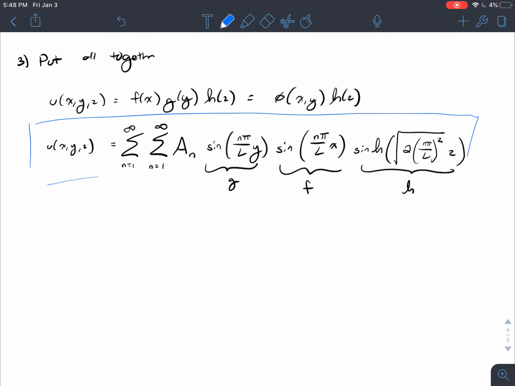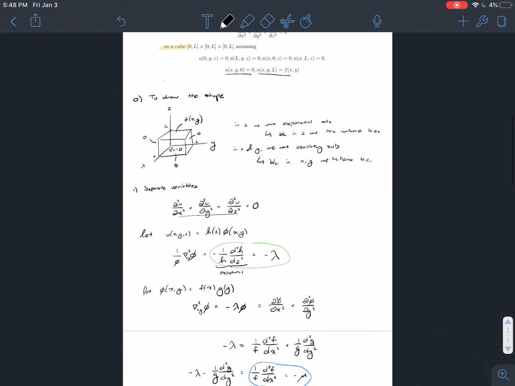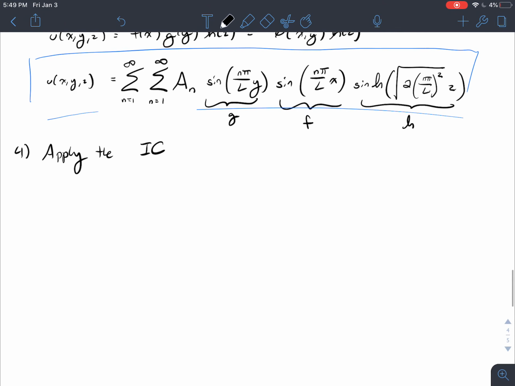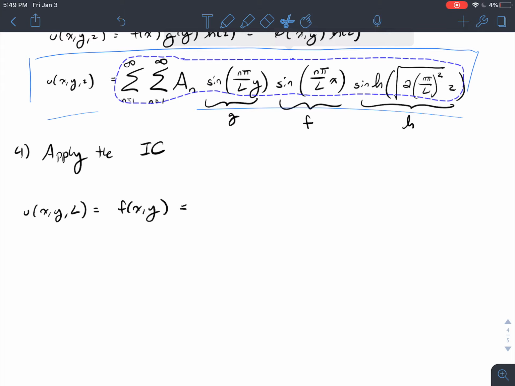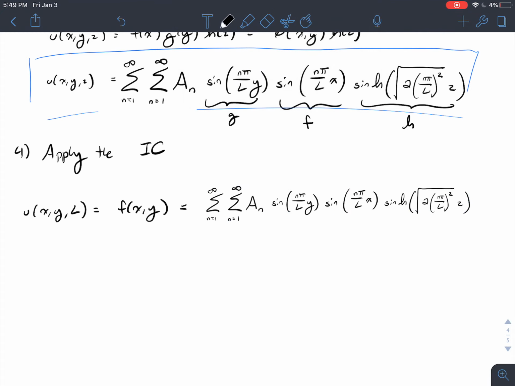product solution, essentially. But now we have to apply the initial condition, because we want to find the value of that coefficient A n. So we're going to go back to the problem, and we're told that at height L for z, we're equal to f of x, y, which is equal to all this stuff.